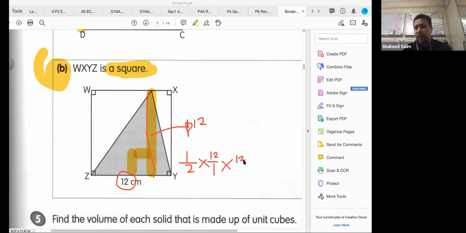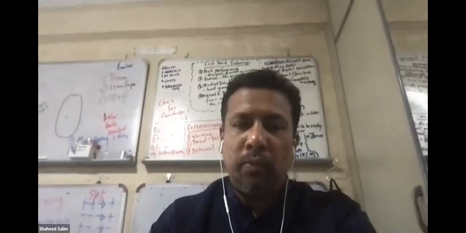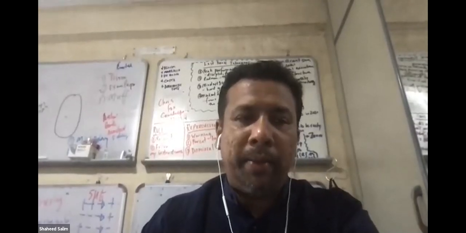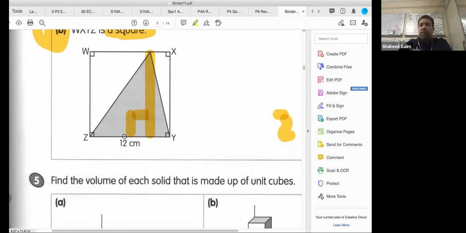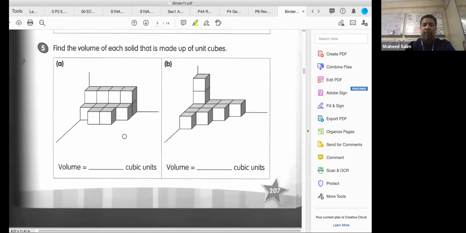So you just write like that. And then what do you do? Divide by 2, you get 6. 6 times 12, 72. You can use a calculator for the 72. 6 times 12, 72. Okay, we move on to the next one. You're going to be able to catch up with this. If you find you don't understand, that means we have to do something about it.